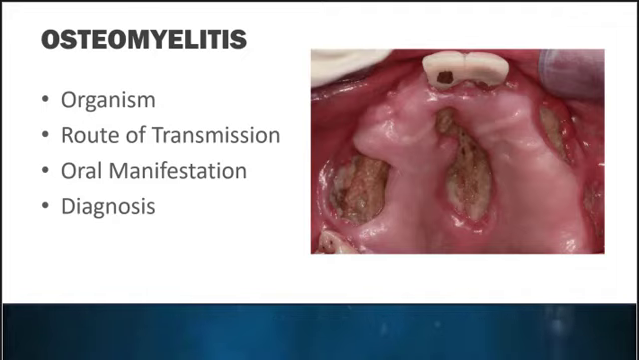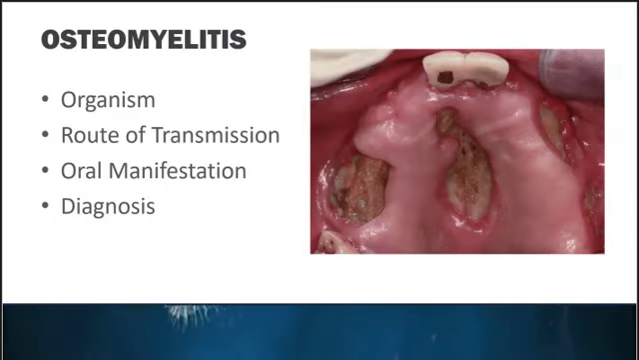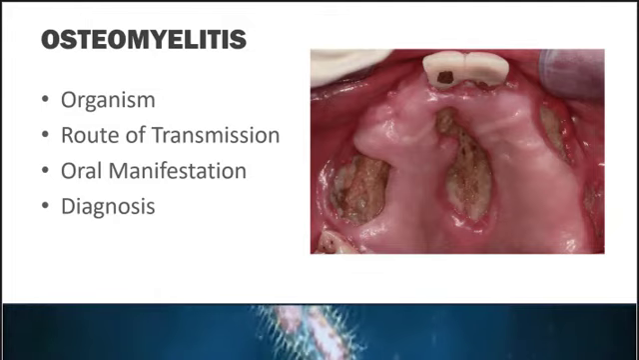Chronic osteomyelitis can occur with diseases like Paget's disease, sickle cell anemia, with bone that's been irradiated, and more recently, there's been an association between patients who take bisphosphonate medications for osteoporosis and the development of osteonecrosis of the jaw.